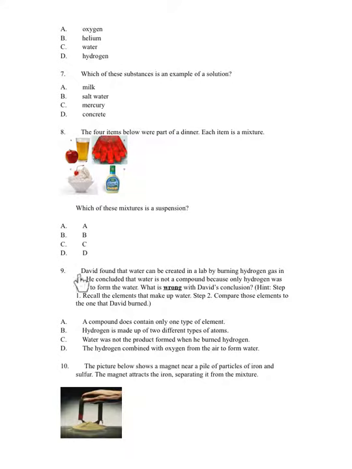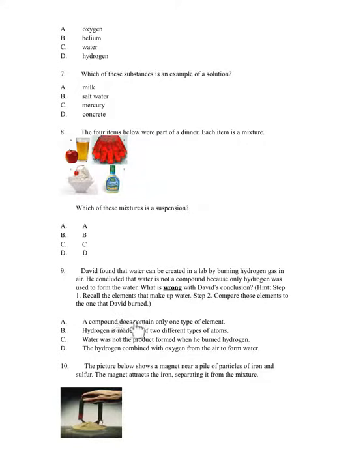Number 9, David found that water can be created in a lab by burning hydrogen gas in air. He concluded that water is not a compound because only hydrogen was used to form the water. What is wrong with David's conclusion? Hint, step 1, recall the elements that make up water. Step 2, compare those elements to the one that David burned.